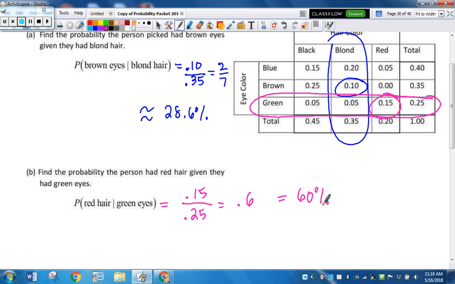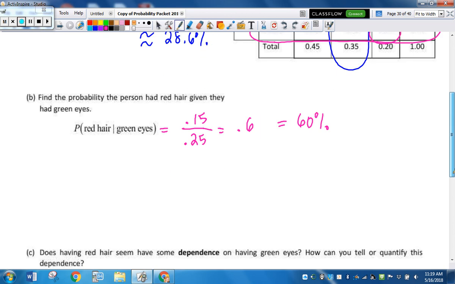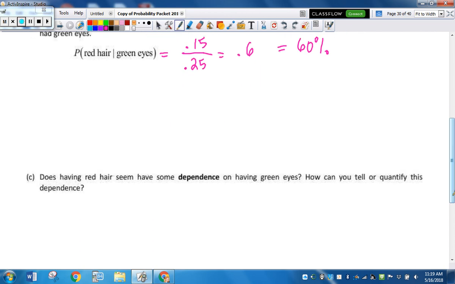Good. Okay, so third part of this, the new stuff. Does having red hair seem to have some dependence on having green eyes? Is there some kind of relationship going on that might be worth studying and doing a statistical analysis? That's what they're trying to figure out. Do I bother doing some kind of study? Is there some kind of relationship maybe going on here?